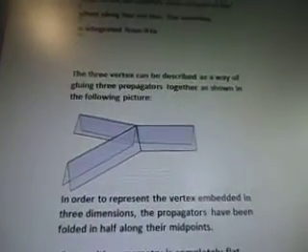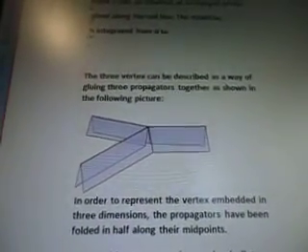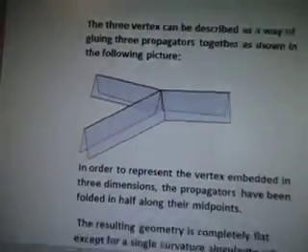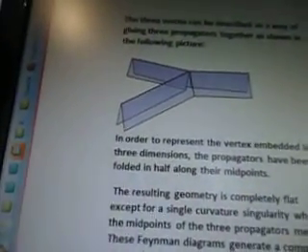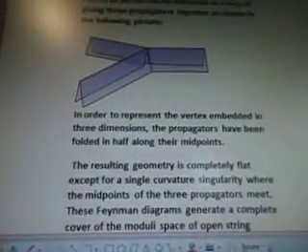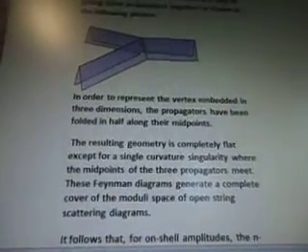The 3 vertex can be described as a way of gluing 3 propagators together as shown in the following picture. Now that to me looks like a propeller. In order to represent the vertex, it's like a propeller with a Y formation on its side. Vertex embedded in 3 dimensions, the propagators have been folded in half along their midpoints. The resulting geometry is completely flat except for, I wonder if you could make propellers that look like this.